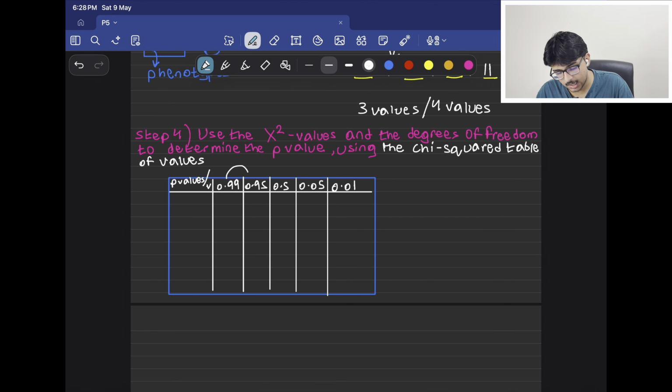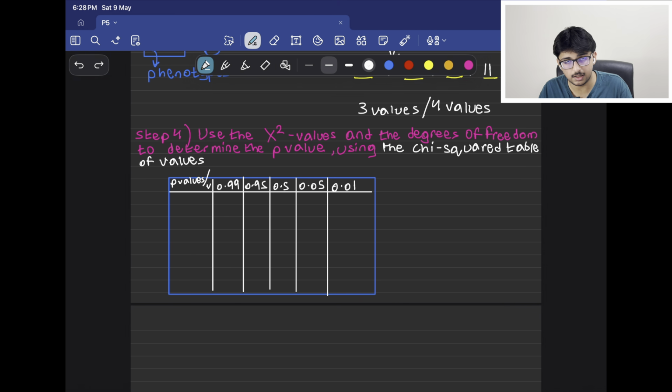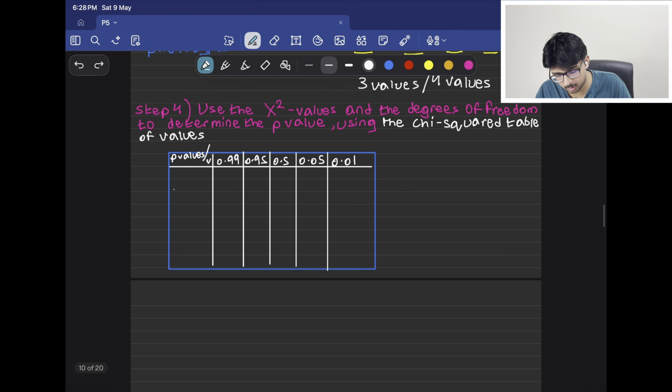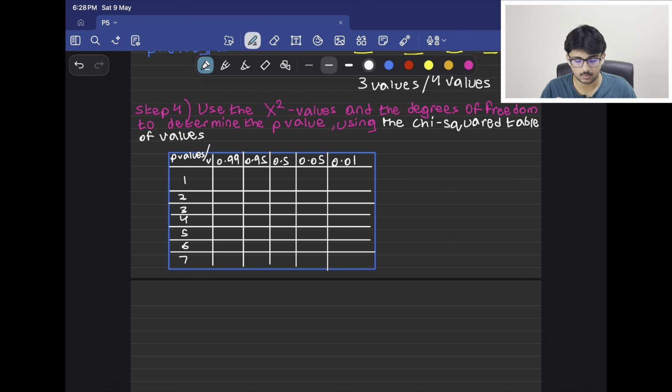Notice that none of these p values are equidistant. It's different differences between these values, so you don't need them to be equal, and plus you don't have to worry about them. You're not making them on your own. You just have to know how to be able to use them. And here you have in the columns the degrees of freedom, which is 1, and then it's much more than just 4. So 2, 3, then 4, 5, 6, and then 7.